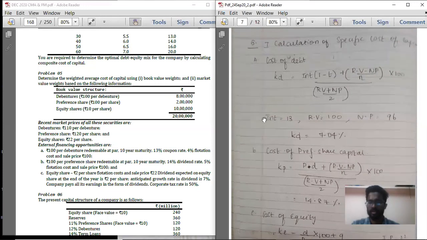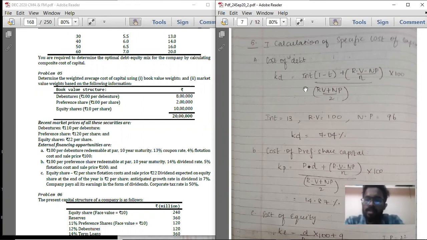So record. Come to the notes. Problem number 5. First, we should calculate the different costs of equity, cost of debt, and cost of preference. We should calculate the percentages. Then only can we multiply with the weights and calculate the overall cost of capital. So come on. Problem number 5.